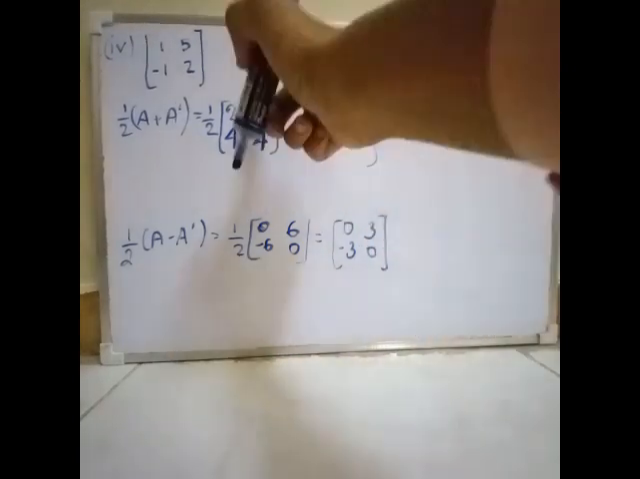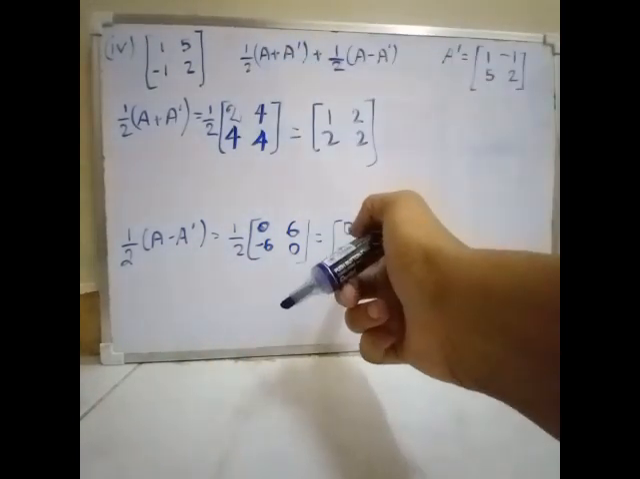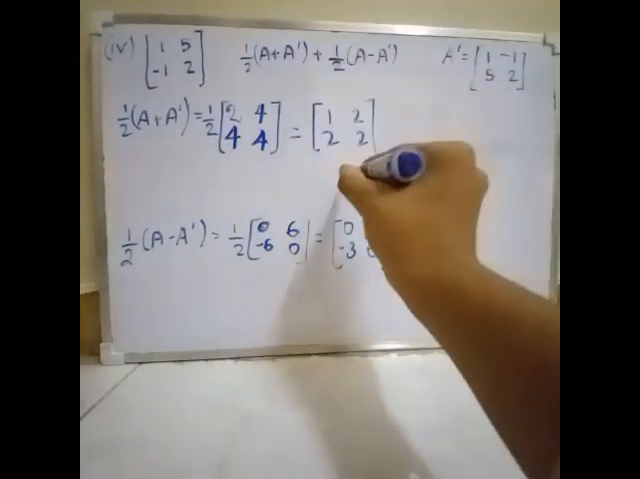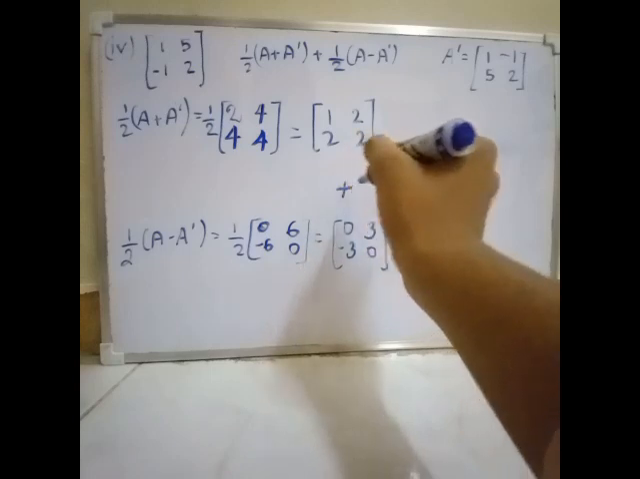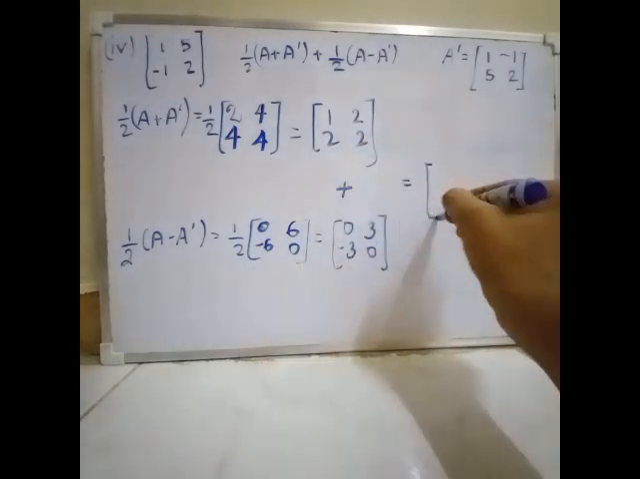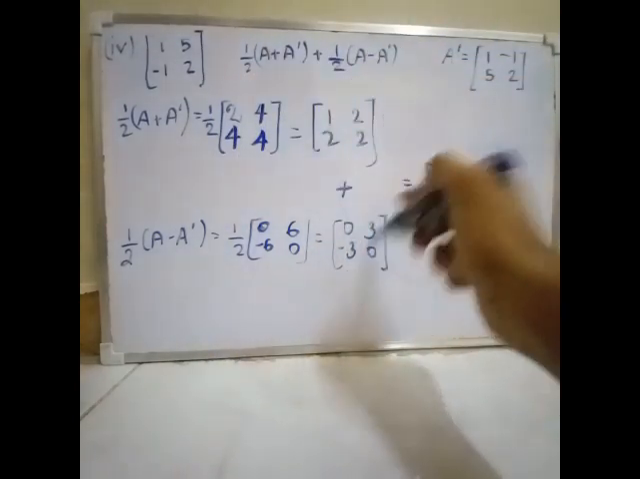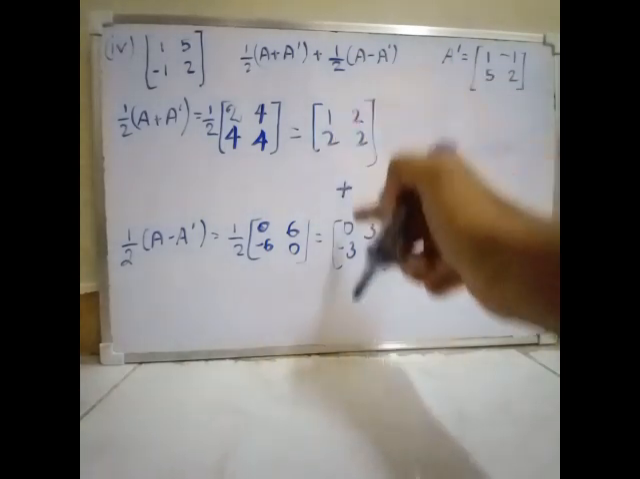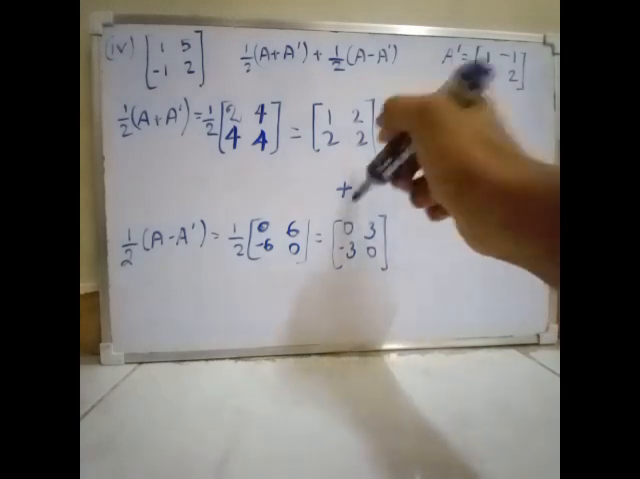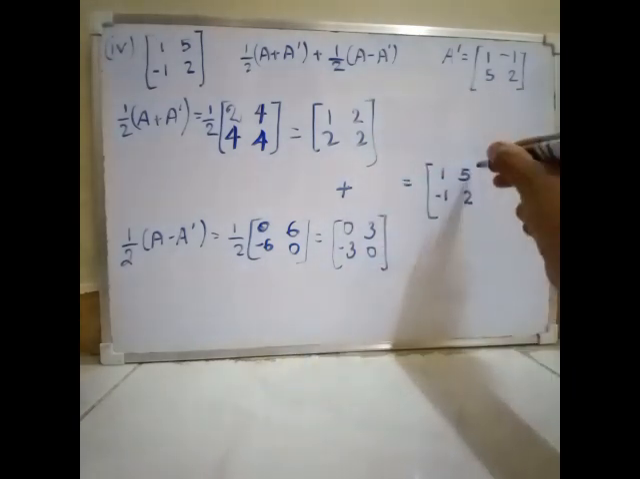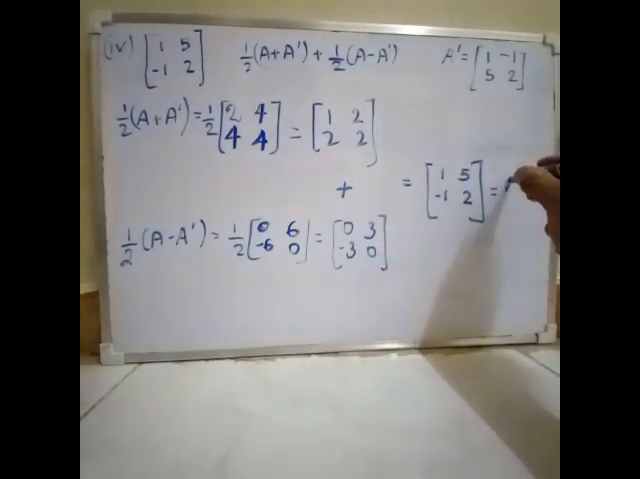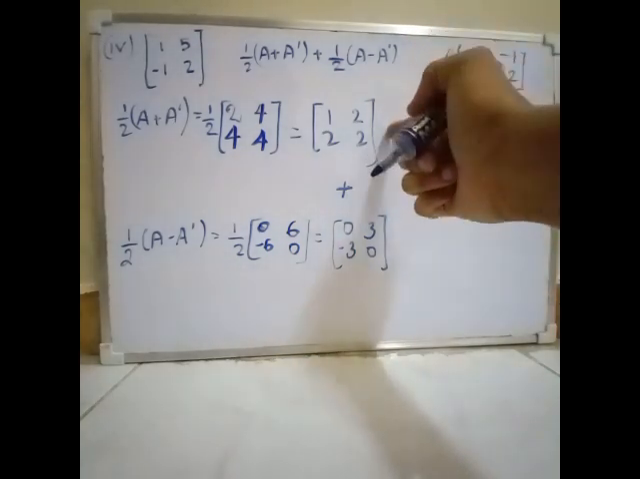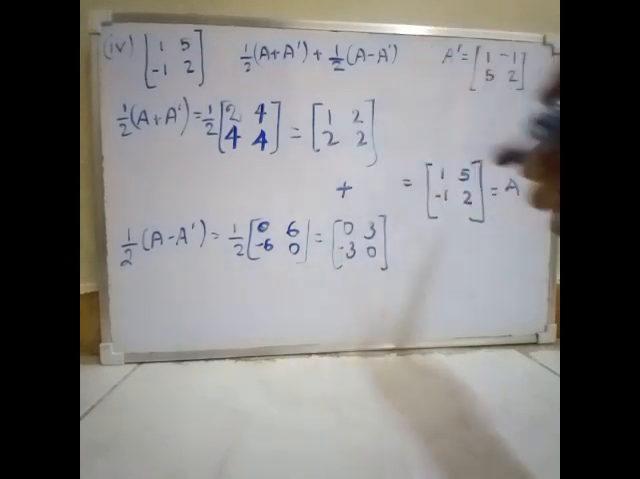Now what we have to do, this is symmetric, this is skew symmetric, you have to prove it's skew symmetric too. Now finally we have to take the sum of both these matrices to find it's equal to the A matrix itself, right? So 1 plus 0 would be 1, 2 plus 3 would be 5, 2 minus 3 would be minus 1, and 2 plus 0 would be 2. So if you check, this is actually equal to the A matrix. So thus we have proved A to be the sum of a skew symmetric and a symmetric matrix, right?